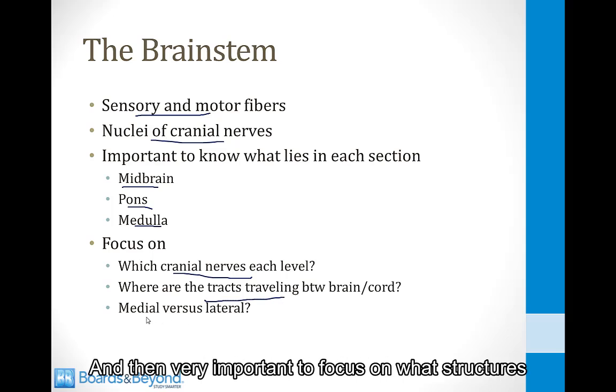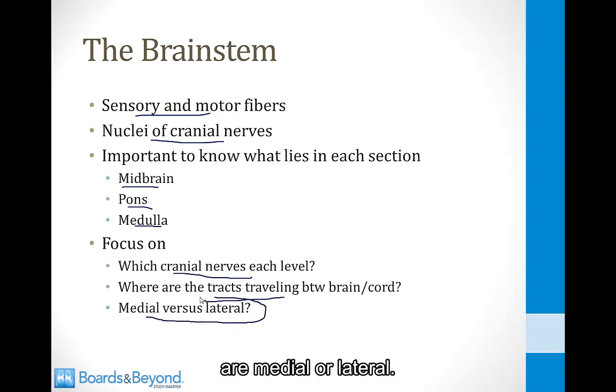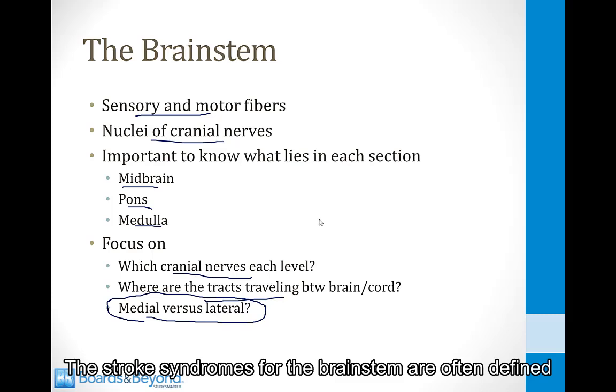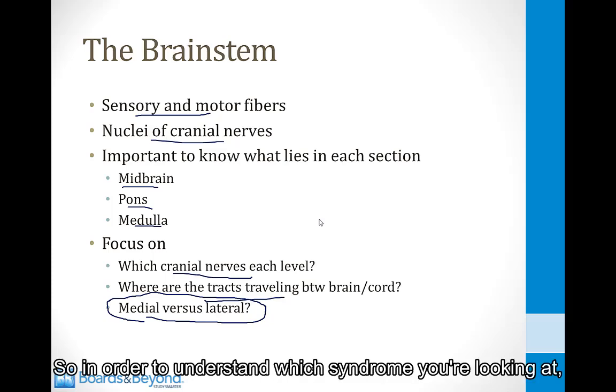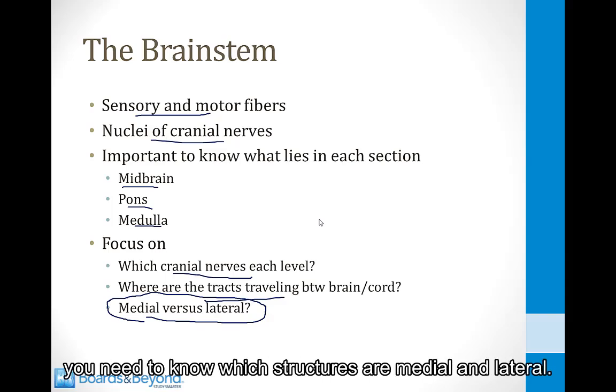And then it's very important to focus on what structures are medial or lateral. The stroke syndromes for the brainstem are often defined as a medial medullary syndrome, for example, or a lateral pontine. So in order to understand which syndrome you're looking at, you need to know which structures are medial and lateral.